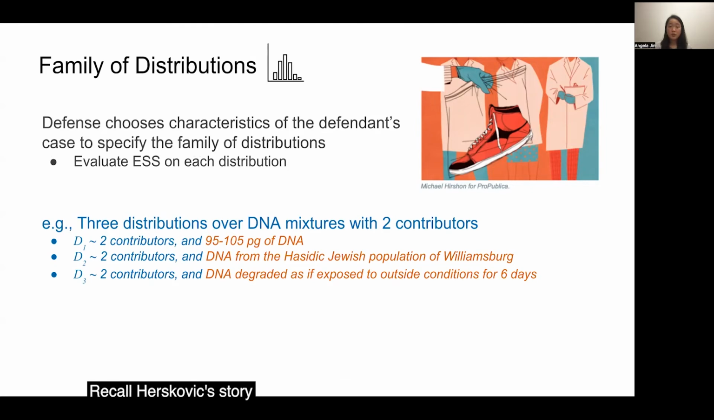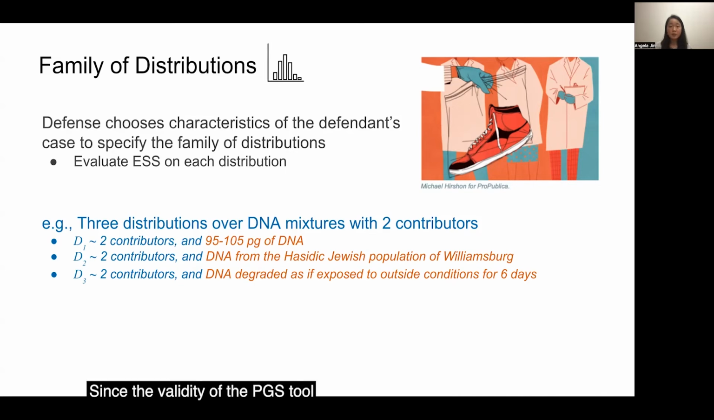Recall Herskovic's story as I share some additional details from his case. The forensic lab estimated that 2 individuals contributed to the DNA sample that the police had recovered from the heel of the victim's shoe, which was found on a nearby roof 6 days after the crime occurred. The amount of DNA recovered was 97.9 picograms. Lastly, Herskovic is a member of the Hasidic Jewish population of Williamsburg, which is a uniquely genetically insulated community.